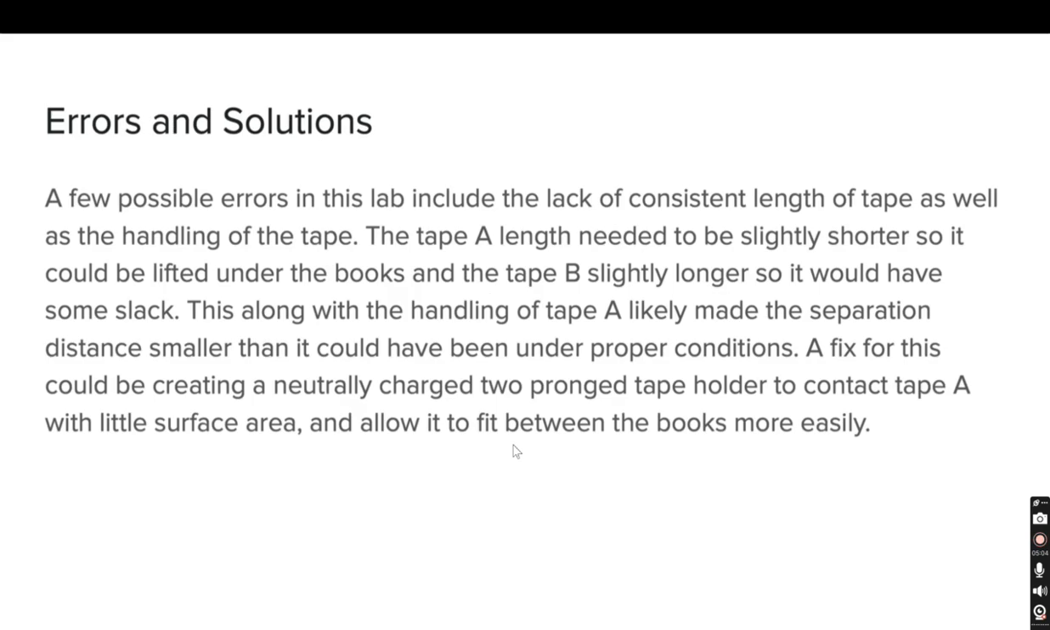Lastly, some errors and solutions I experienced during this lab. A few possible errors in this lab include the lack of consistent length of tape, as well as the handling of the tape. The tape needed to be slightly shorter so it could actually be lifted under the books, and the tape be longer so it could hang slack along. The handling of the tape made the separation distance smaller than it could have been under correct conditions. A fix for this could be creating a neutrally charged two-prong tape holder that can connect the tape at the edges with as little surface area left between the books.